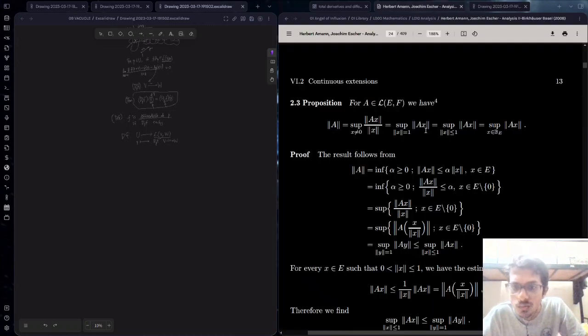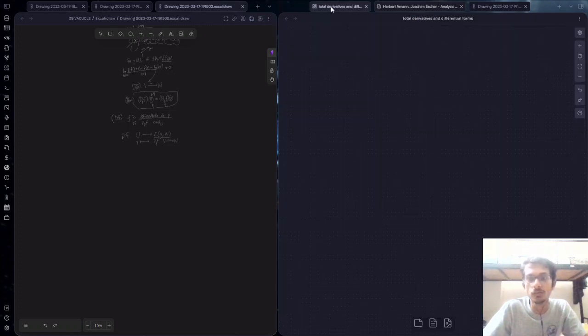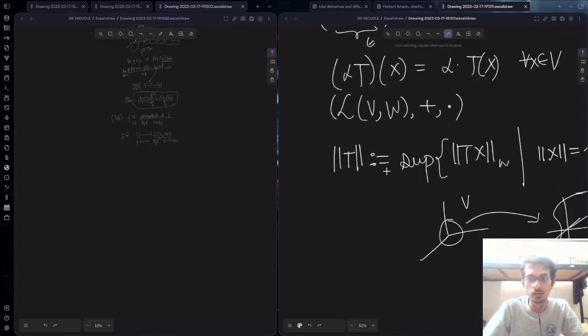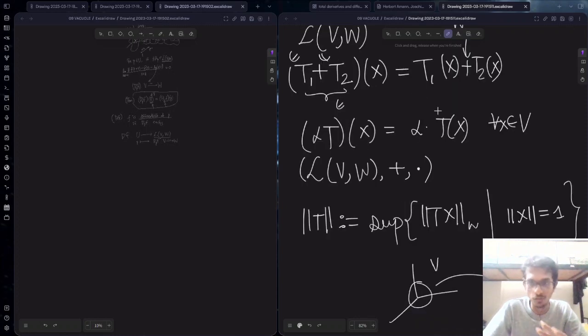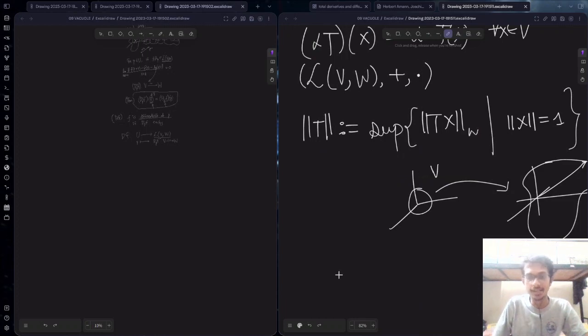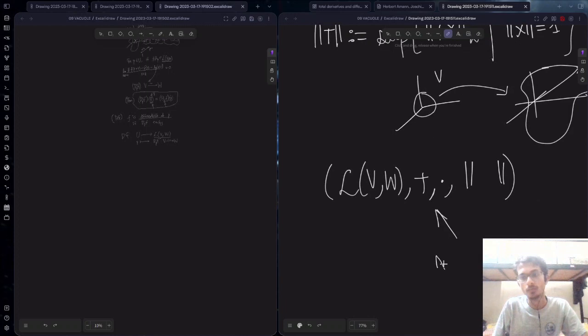I would think that this is correct. This is called the operator norm. It has equivalent notions, and we can also check that everything works out with the additions and scalar multiplication. Using this norm, we have made the linear transformations from V to W a normed vector space.